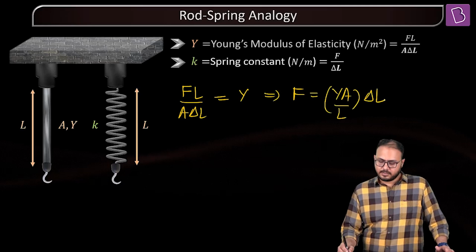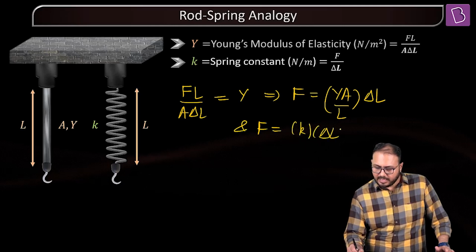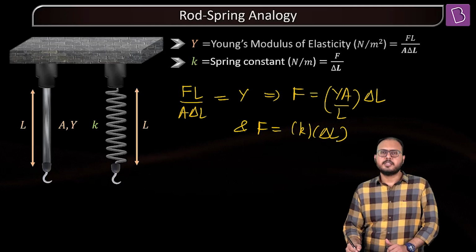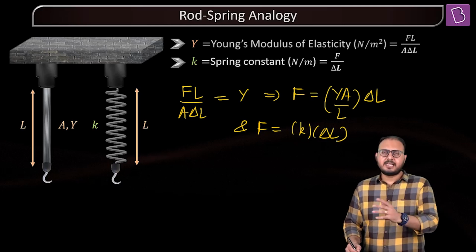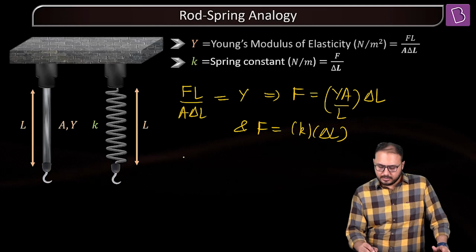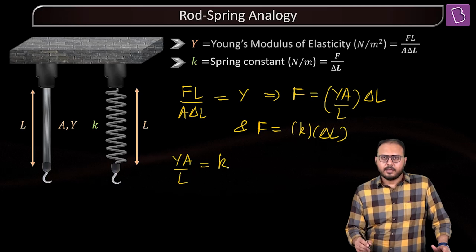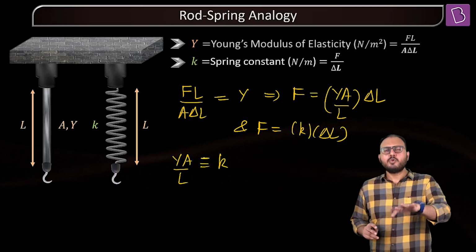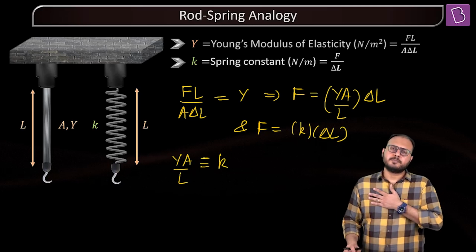100% yes. And for a spring, F equals Kx. Can I call x delta L for that spring? Yes, you can. Compare the two. F over delta L, what is left? YA by L. Not equal to, but equivalent to for a while. Nice. What am I trying to say here?